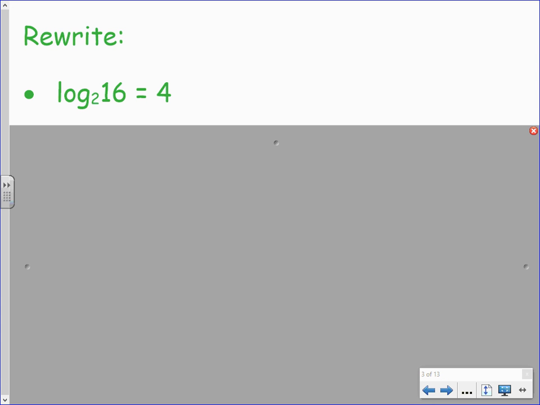Log base 2 of 16 equals 4. Why? Because 2 to the fourth power equals 16. Okay. Your base is always your base. So log base 2 of 16 equals 4. Base 2 to the fourth power equals 16.